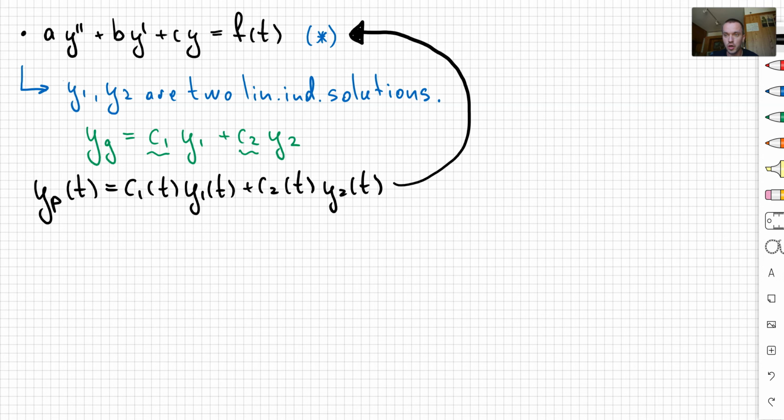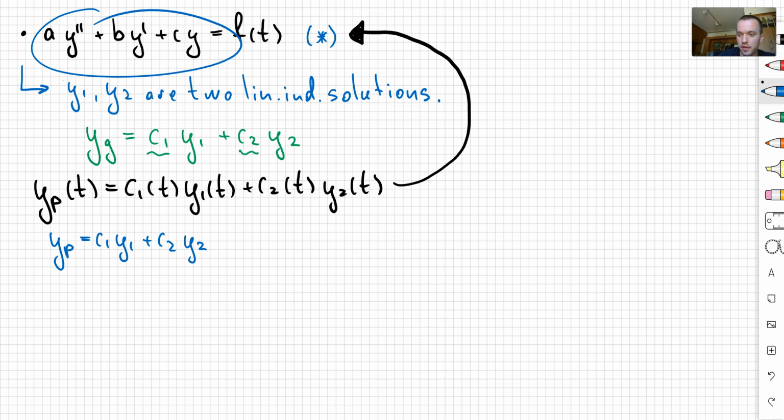So what I'm going to do is take our solution and plug it inside the differential equation and see what we obtain. For that, I'm going to just drop my t. So y particular is equal to c1 y1 plus c2 y2. So let's find the first derivative and the second derivative of y particular.